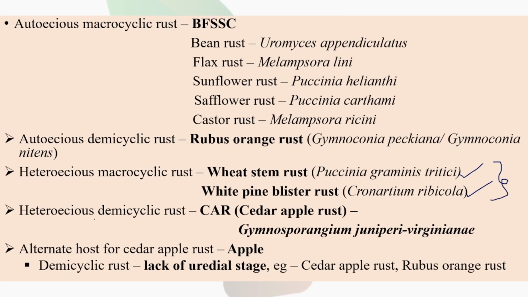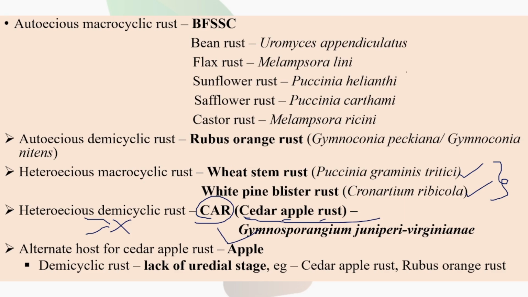And heteroecious demicyclic means the uredial stage is absent but the spore stages are completed in two different hosts. The best example is CAR. CAR does not mean the driving car, that is different. For a shortcut I gave you CAR: Cedar apple rust, C for cedar, A for apple, R for rust. Cedar apple rust is caused by Gymnosporangium juniperi-virginianae. This is the best example for heteroecious demicyclic rust.